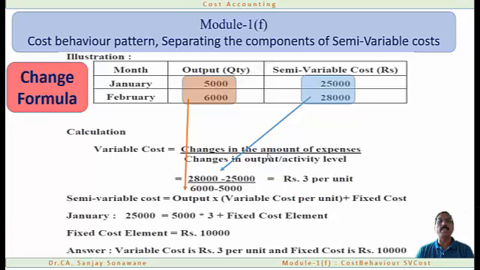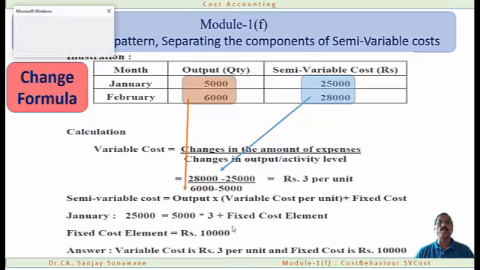So for the month of January, let us substitute in this formula these figures. What was the semi-variable cost? 25,000. What is the output? 5,000. Multiply by 3 we have just calculated, plus fixed cost element. Now when you simplify this, our answer is fixed cost is rupees 10,000. So ultimately we have separated the components of fixed and variable from the semi-variable cost, and what is the answer? Variable cost per unit is rupees 3. And what is the fixed cost? Fixed cost is 10,000.